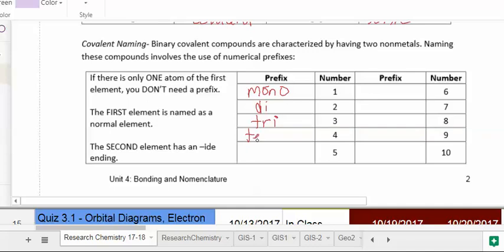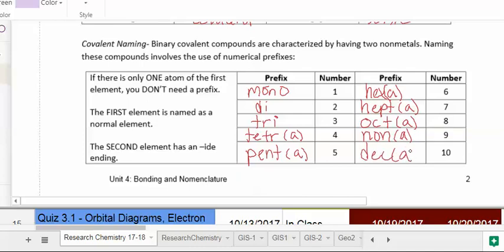4 is tetra. I'm going to put the A in parentheses, and I'll talk about that in a moment. So 5 is penta. 6 is hexa. 7 is hepta. 8 is octa. 9 is nona. And 10 is dec. Now these actually go beyond 10, but for our purposes we only need to know up to 10.